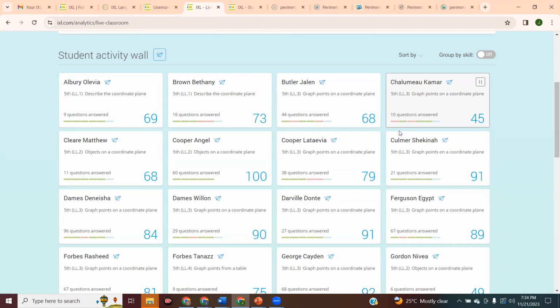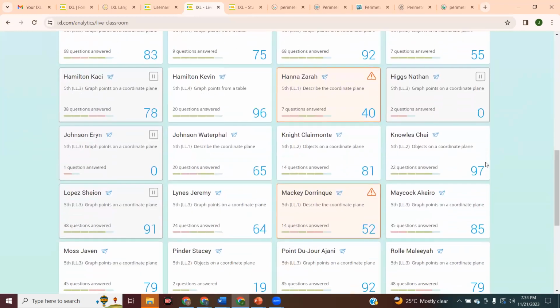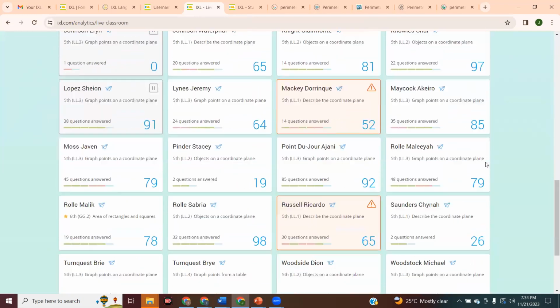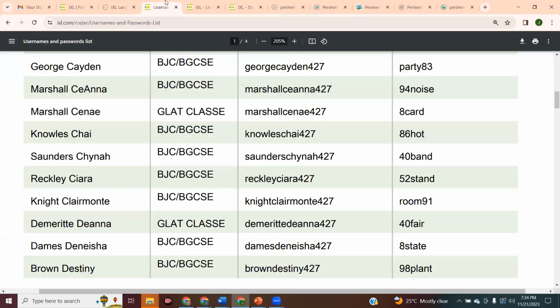Again, once you finish with your work, take a picture of it and send it to me via WhatsApp. Once you finish with your first quiz. Samaya asks for username and password.